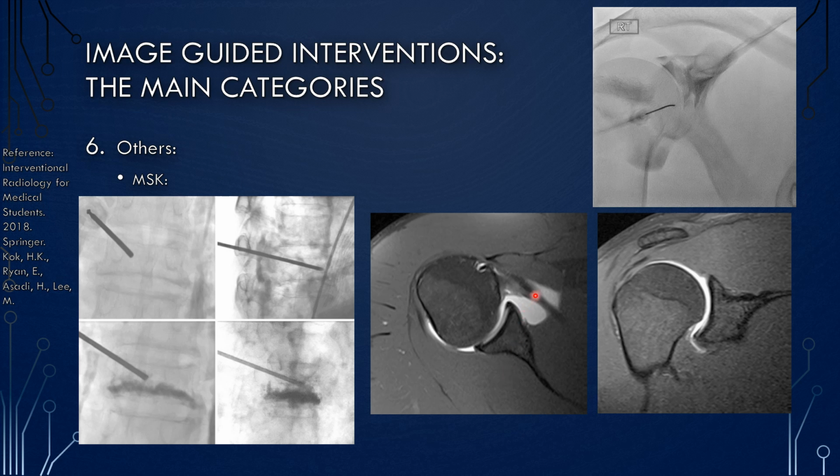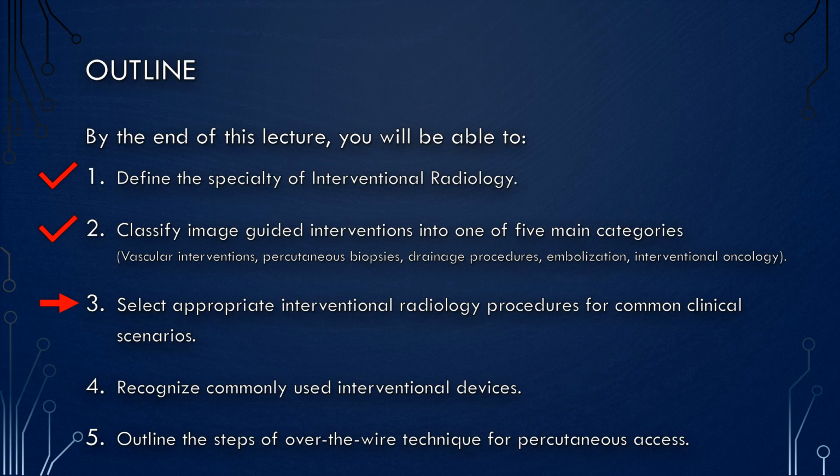This is an example arthrogram patient. So a needle was introduced into the shoulder joint, and contrast material was injected to dilate the anatomy of the shoulder joint. So we talked about the specialty of interventional radiology. We classified image-guided interventions into one of 5 main categories. Now let's select the appropriate intervention or radiology procedure for common clinical scenarios.